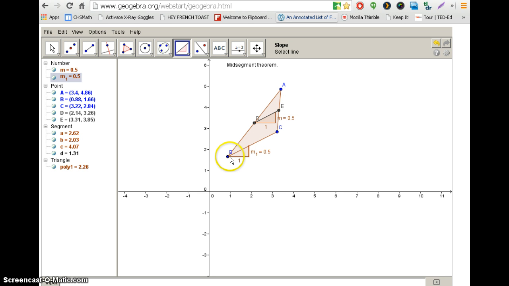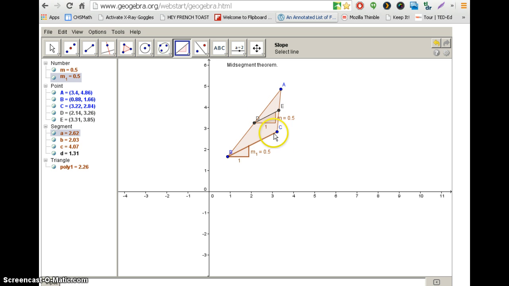And you know what? The same thing's going on here. For one unit of run, we have a half unit of rise. So we call that a slope of 1/2. Okay, a rise of 1 over a run of 2, right? So it's basically called 1/2, okay? So they both have the same slope.